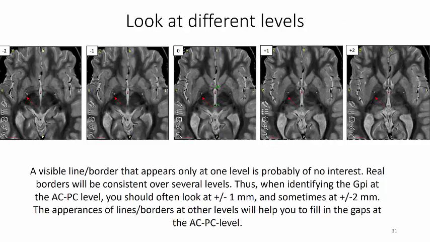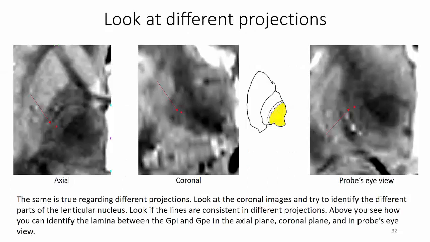We should look at different levels. A visible line or border that appears only at one level is probably of no interest. Real borders will be consistent over several levels. The same is true regarding different projections. Look at the coronal images and try to identify the different parts of the lenticular nucleus. Look then if the lines are consistent in different projections. Above you see how you can identify the lamina between the GPI and the GPE in the axial plane, the coronal plane, and in probe's eye view.